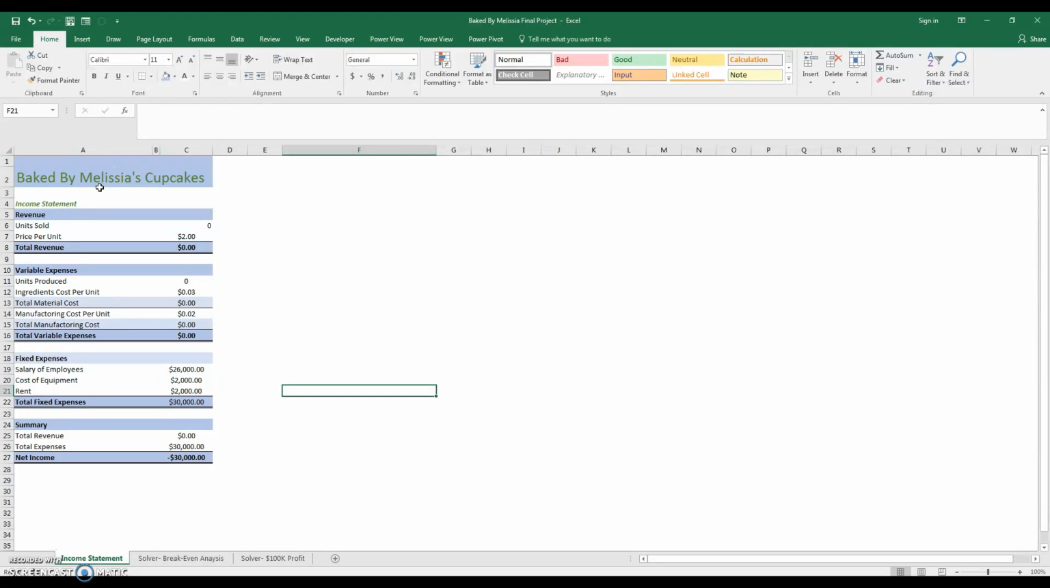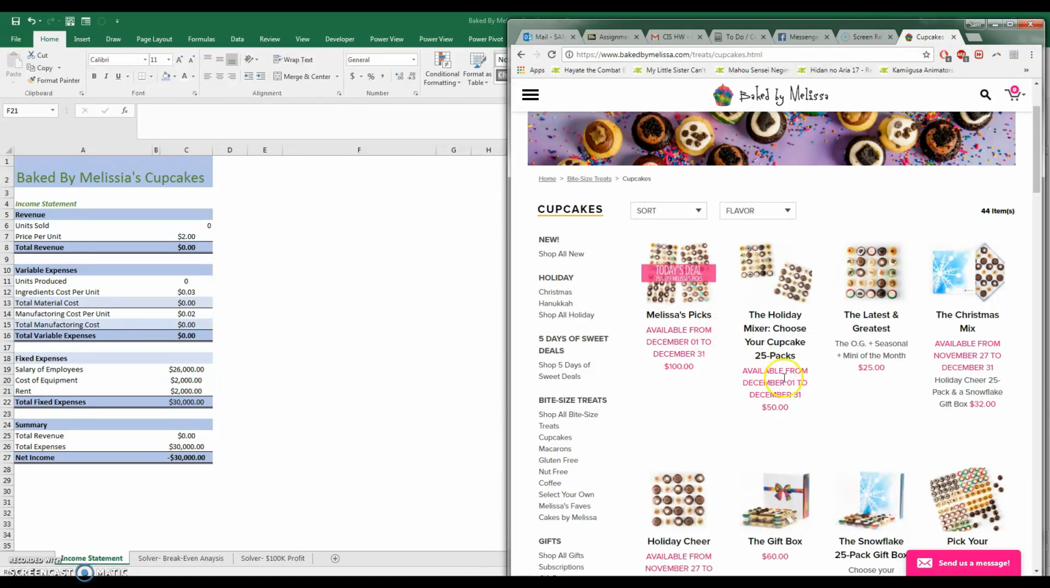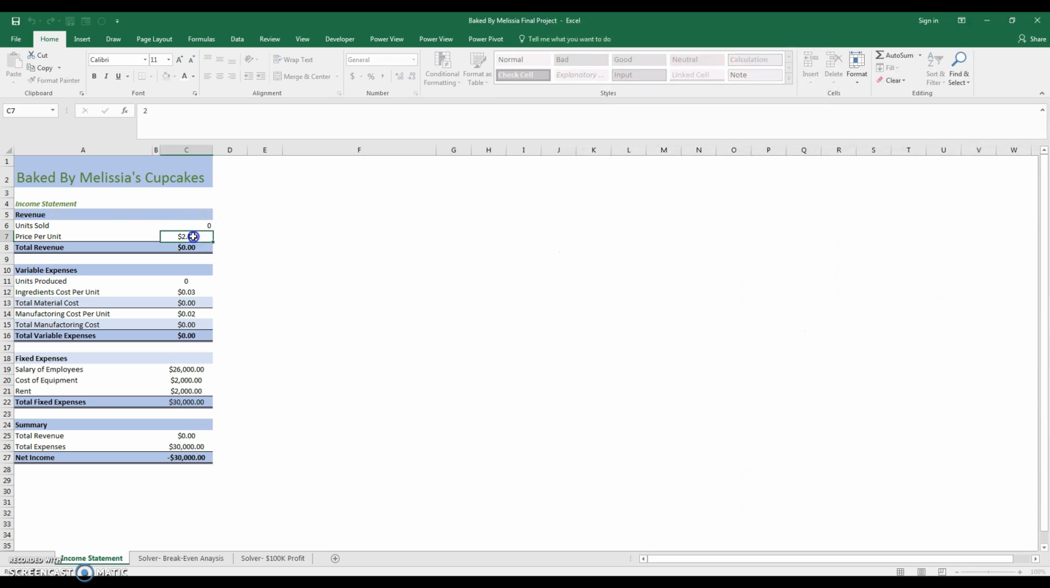So with that being said, I created this income statement based off Baked by Melissa's site, which is over here, and I used the holiday mixer choose your own cupcakes 25 pack as my basis for the current income statement analysis. Over here it says $50 for a 25 pack, so that's where I got the price of $2. And here the units sold is currently 0. So total revenue is calculated by price per unit times the units sold.